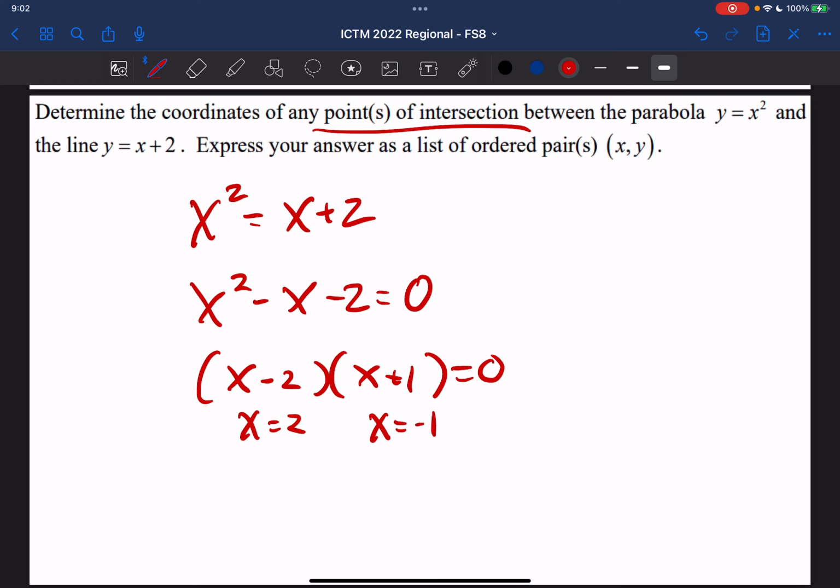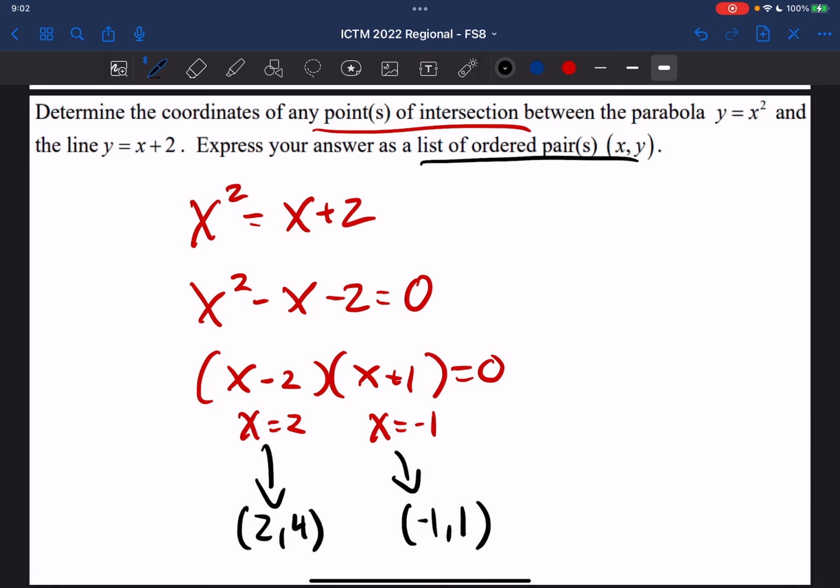Now, got to be careful because it says as a list of ordered pairs x comma y. So here, this is an ordered pair, negative 1, and this is an ordered pair, 2 comma, but we also have to include the y values. Well, 2 squared is 4 and negative 1 squared is 1. So you have to answer with both ordered pairs.